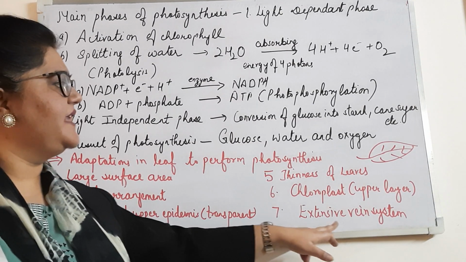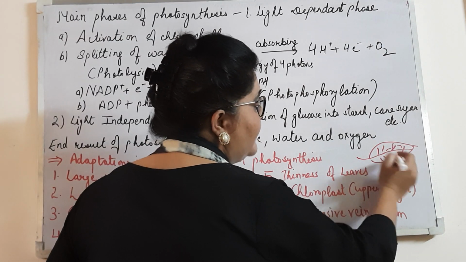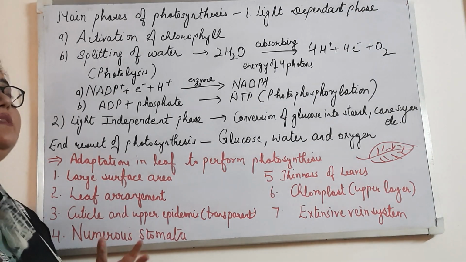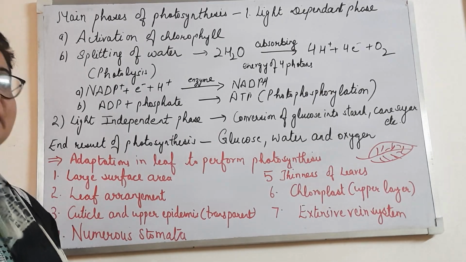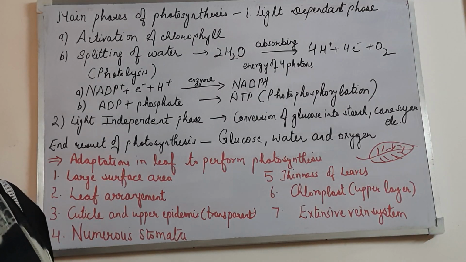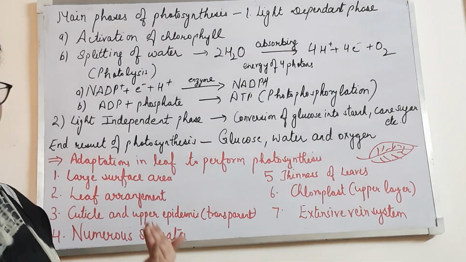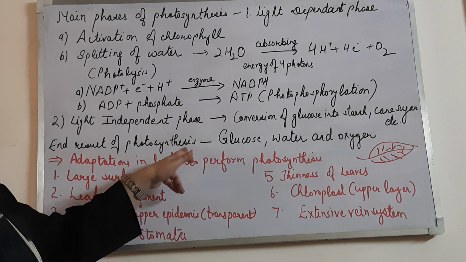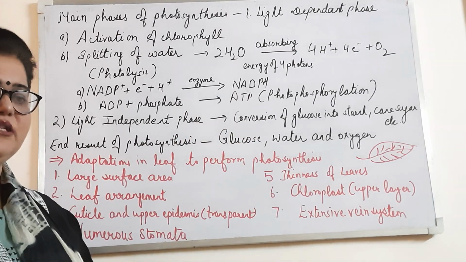Next is the extensive vein system. You must have seen that a lot of veins are there. Why? So that whatever needs to be transported from the leaf or to the leaf is transported easily. Things like water and minerals required by the leaf for photosynthesis can be easily transported to the leaf with the help of these veins. And whatever is produced after photosynthesis can also be transferred through these veins to different parts of the plant.